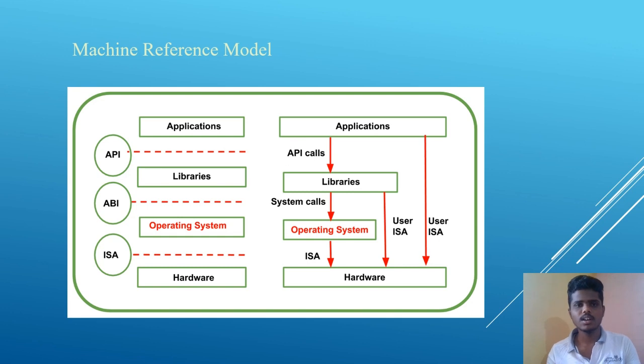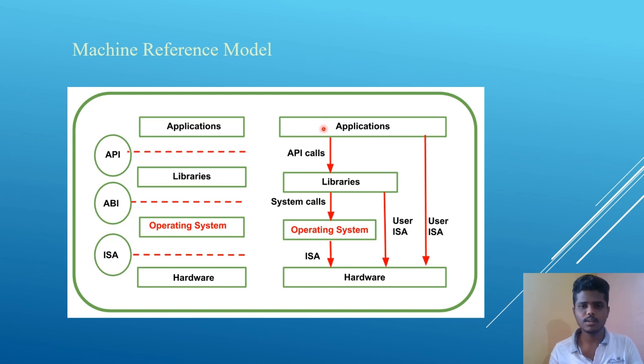In the machine reference model, we have in mind three concepts. The ISA, which is the instruction set architecture, is between the operating system and the hardware. Then the ABI, the application binary interface, is between the libraries and the operating system. And the API is between the applications and the libraries. So this is the structure of the machine reference model, where we also have libraries. Through libraries, these are the applications where the user can interface.